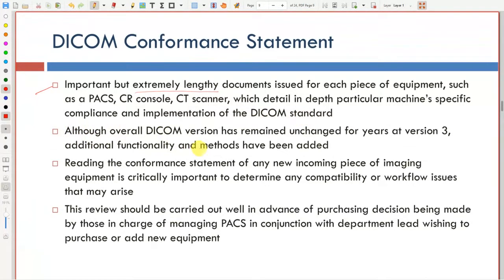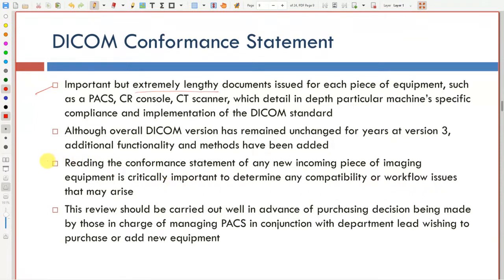So although the overall DICOM version has remained unchanged for years at version 3, additional functionality and methods have been added, as I told you before. So if you read the conformance statement of any new incoming piece of imaging equipment, this becomes critically important to determine any compatibility or workflow issues that might arise.